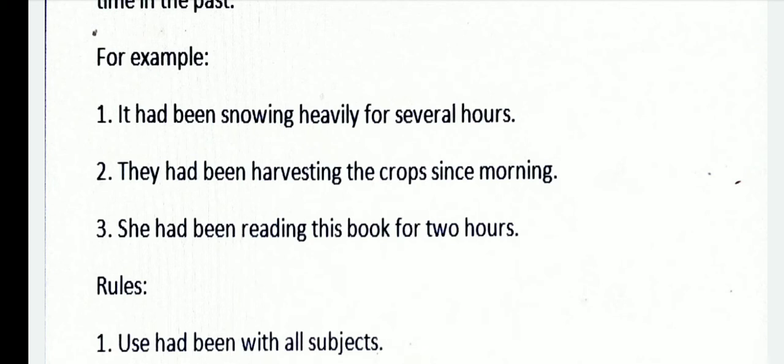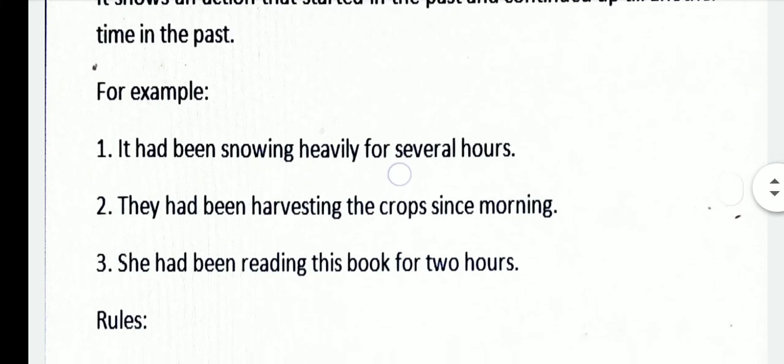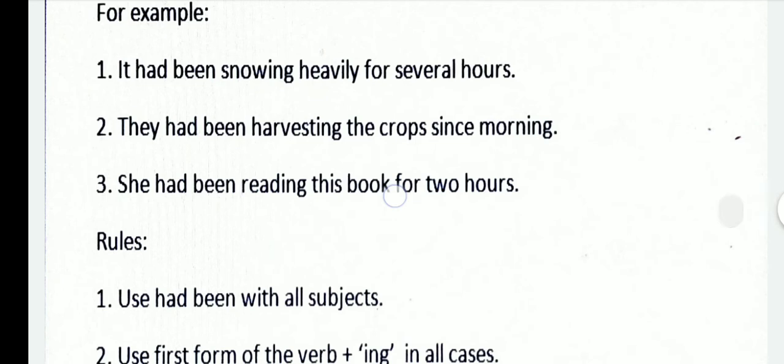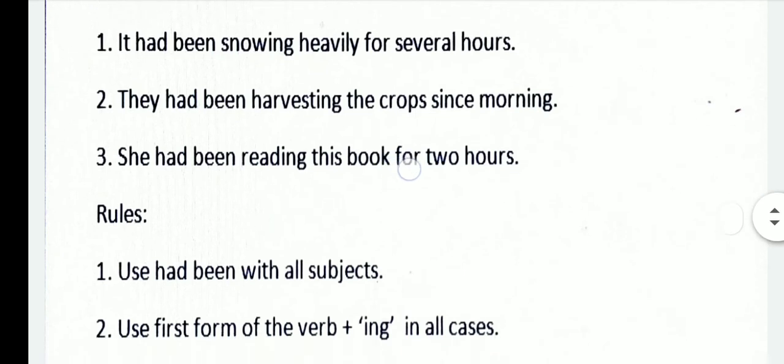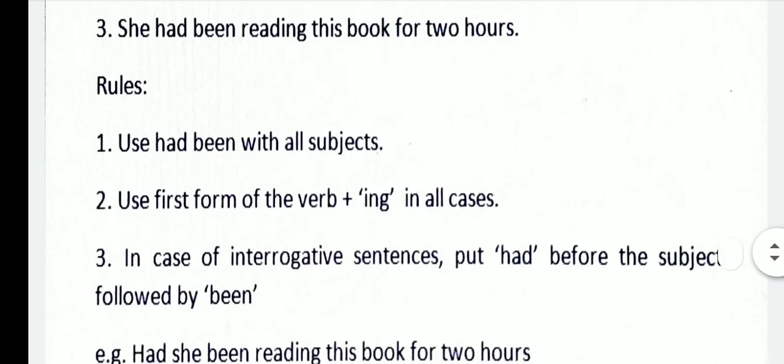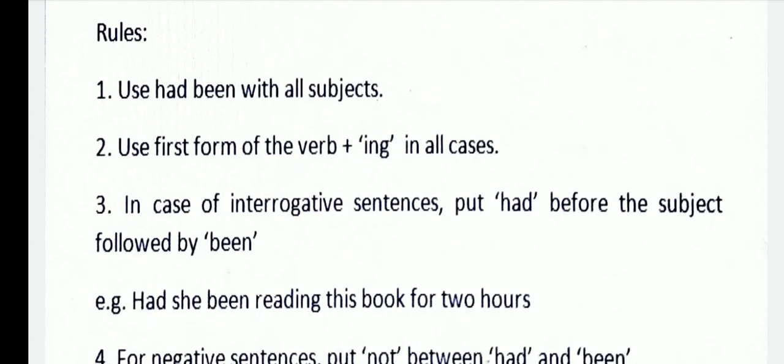And in active voice sentences, and this is the past perfect continuous tense, and you can see we have used had been and first form plus ing as in all continuous tenses in active voice. And reading the sentences, we come to the rules that we have used had been with all subjects. Rule number 1. Second is use first form of the verb plus ing in all cases. Third is in case of interrogative sentences, put had before the subject followed by been.